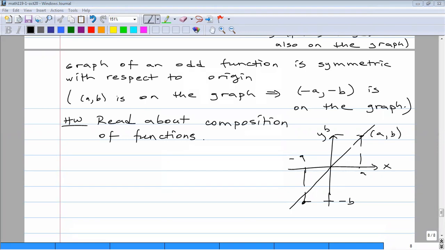Trigonometric functions, I will talk about trigonometric functions when we start discussing derivatives. Yes, when we start discussing derivatives. Yes. When I say read, I mean from the book, from the textbook.